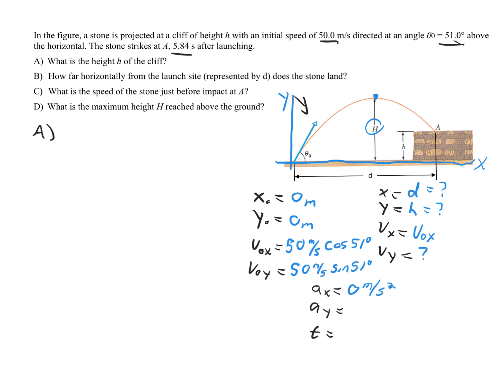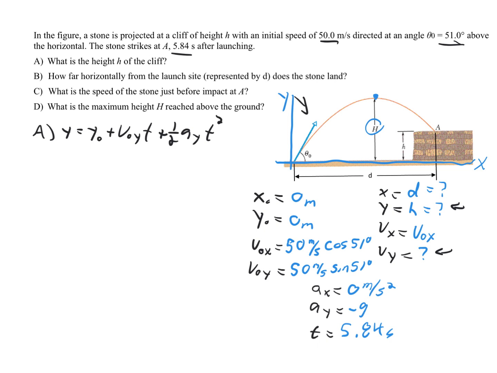V final y we do not know, a y will just be acceleration due to gravity but down, and the hang time we're actually given in this case to be 5.84 seconds. So now we can try to start solving the different pieces of the problem. The first one asks us for the height h. Since we don't know final velocity, a good tip would be to choose the kinematic equation of motion that ignores final velocity, which would be y final equals y initial plus v initial y times time plus 1/2 acceleration in the y times time squared.